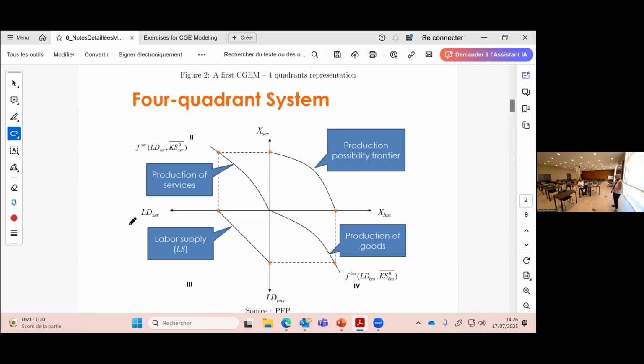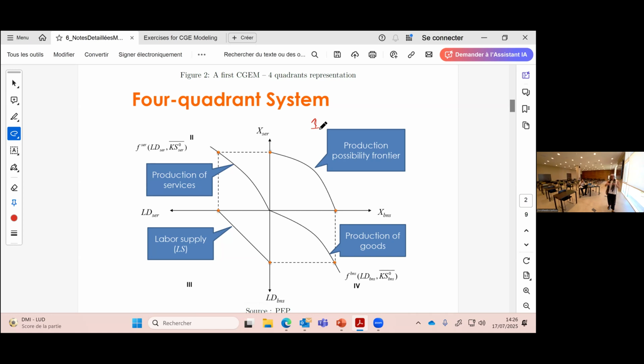Here is another representation of this economy. It's again very simple, like what we have in our introduction to micro book. Here you have four quadrants. The first one is this one. You are in the plane of the goods that are produced in the economy.